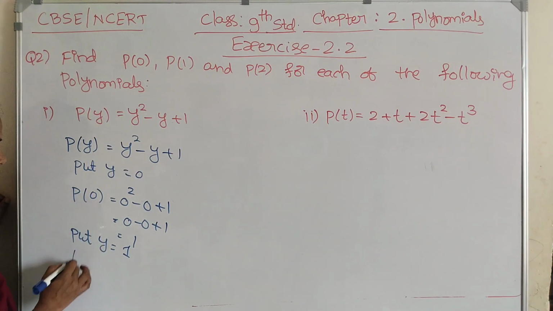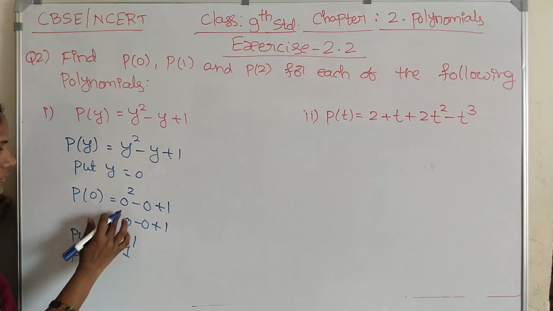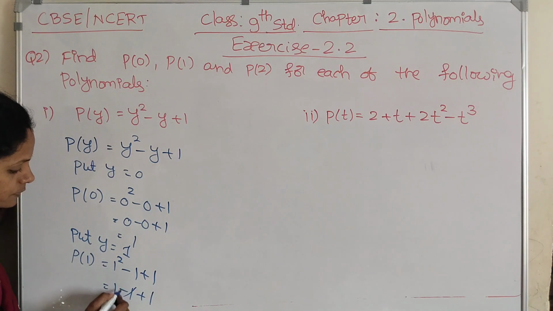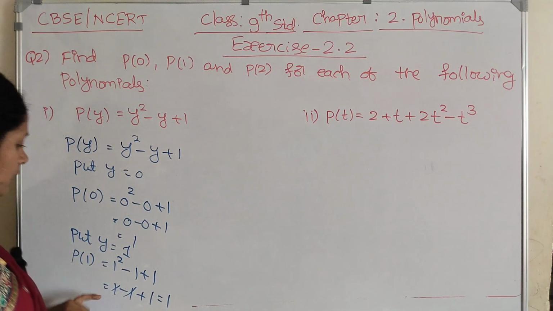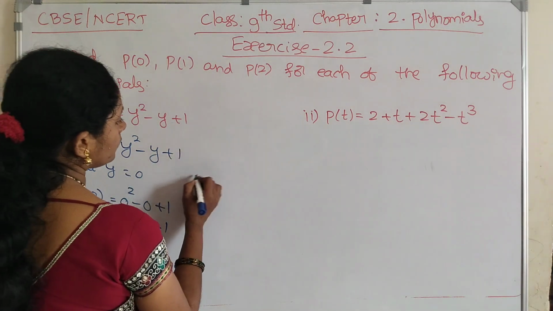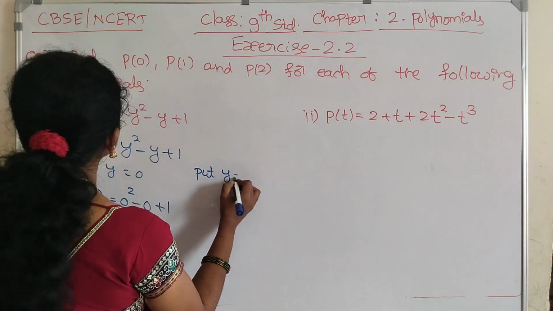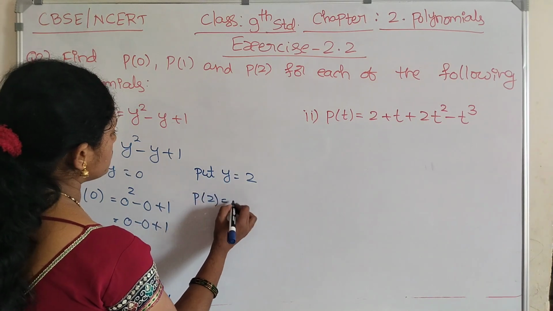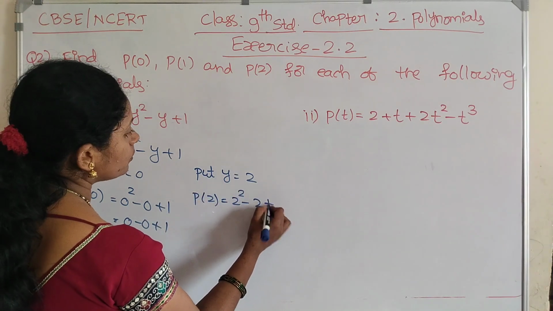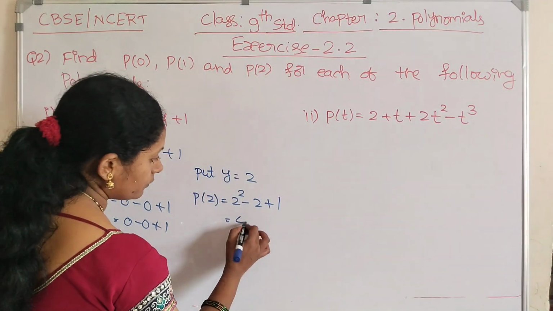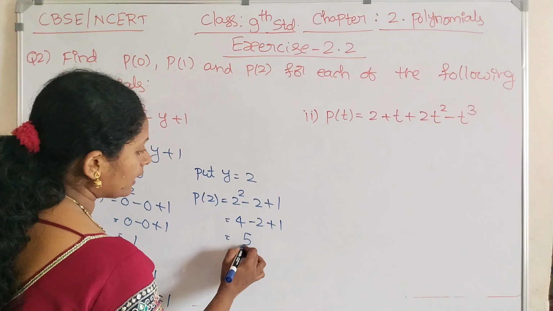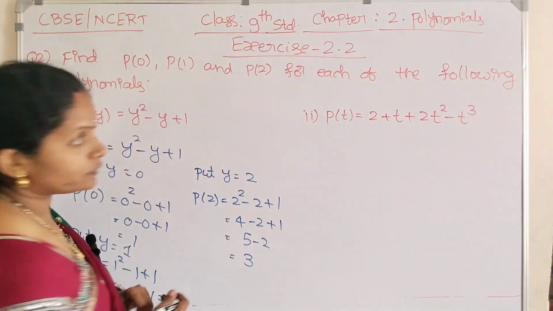Next, put y is equal to 1. If we put y is equal to 1, then P of 1 is equal to 1 square minus 1 plus 1, which is 1 minus 1 plus 1. Plus 1 and minus 1 get cancelled. We'll get the 1. Next, put y is equal to 2. P of 2 is equal to 2 square minus 2 plus 1. 2 square is the 4. 4 minus 2 plus 1. 4 plus 1 is 5, minus 2, which is the 3.